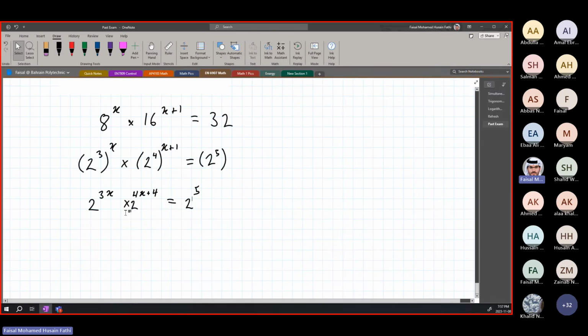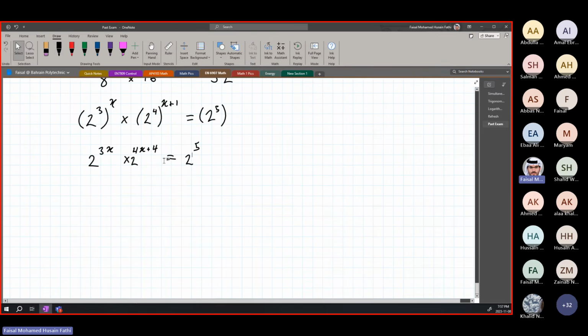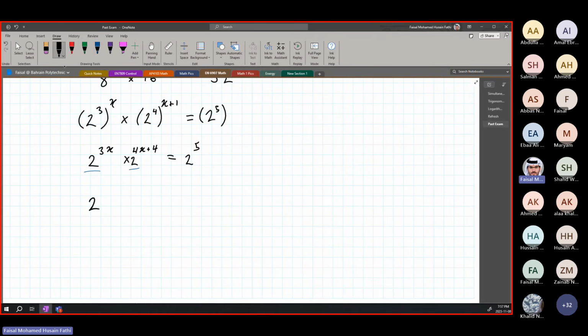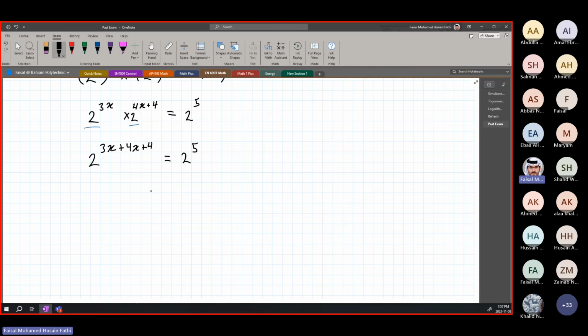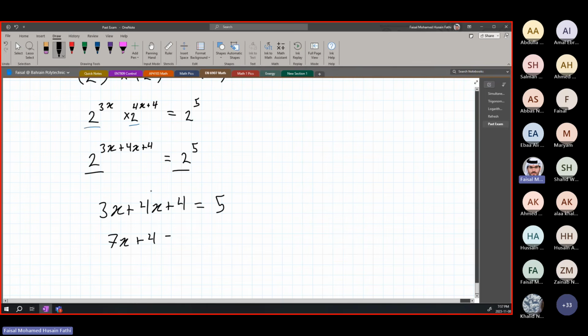Since we have the same bases, before doing that, we have to simplify this even more. Since we have the same base, 2 and 2, the rule in indicial equations is when you're multiplying the same bases, you add the powers. So it's going to be 2 to the power of 3x plus 4x plus 4 is equal to 2 to the power of 5. Now, like I said, because we have the same base, we can simply say 3x plus 4x plus 4 equals 5. If we simplify this more, it's 7x plus 4 is equal to 5.